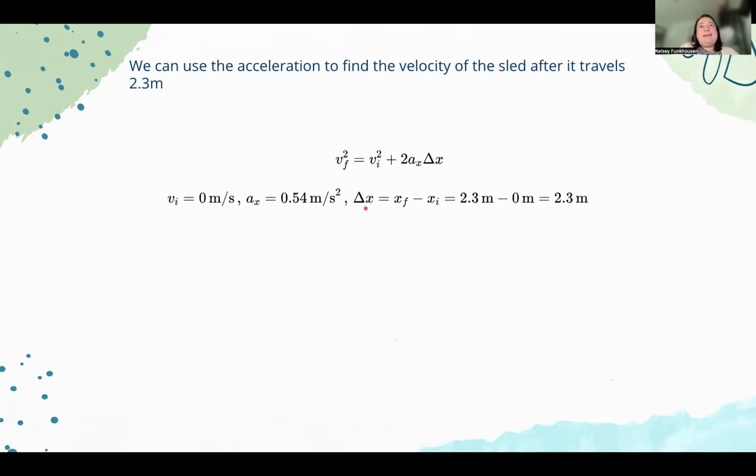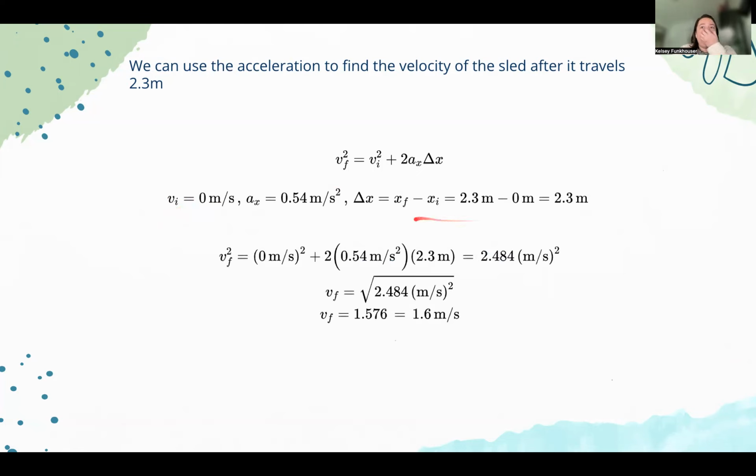The displacement is the final position minus the initial position. The final position is that 2.3 meters. And the initial position is just 0. We set the initial position to be the origin. So the displacement is 2.3 meters. And then we can plug that into our equation. Sorry, look one line at a time here.